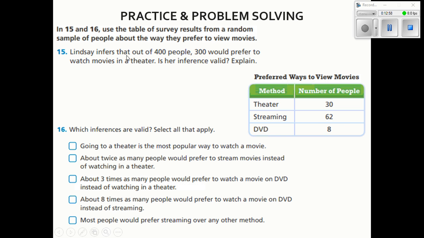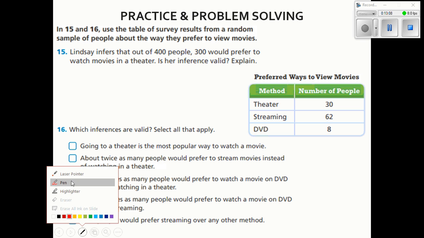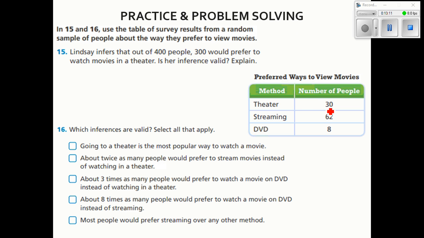So when she infers that out of 400 people, 300 would prefer watching movies in a theater, we have to set up that little percentage again. If I was going to do it, I would have to add all these up. Well, 62 and 8 make 70, and 70 plus 30 is 100. So when she says movies in theaters, that would be 30 out of 100. And since she's talking about 400 people, we have to cross multiply again.